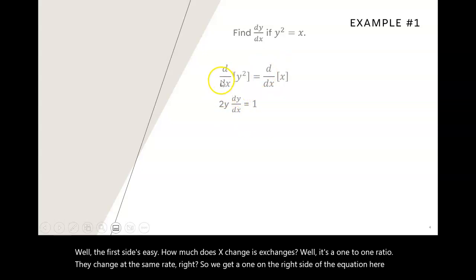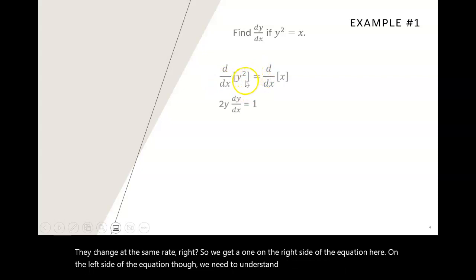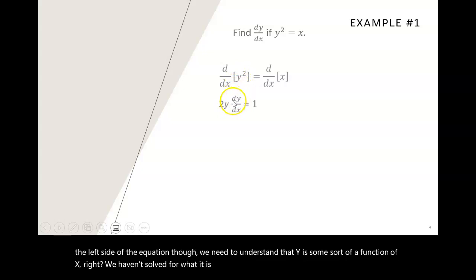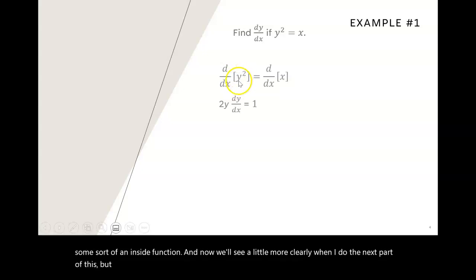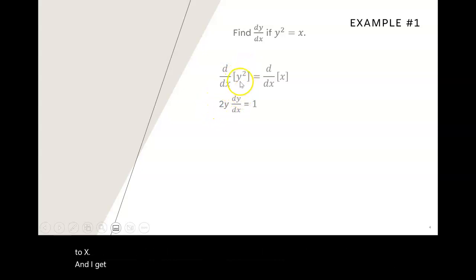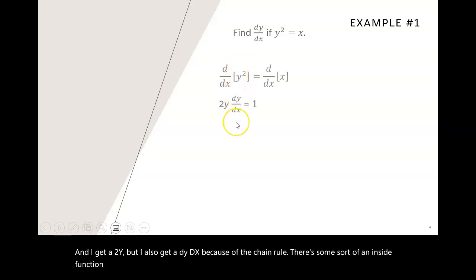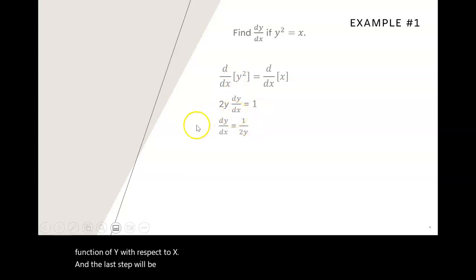On the left side of the equation, though, we need to understand that y is some sort of a function of x. All right, we haven't solved for what it is. We don't know what it is, but we do know that there's some sort of an inside function, and we'll see that a little more clearly when I do the next part of this. But for now, just know that I'm going to take the derivative of y squared with respect to x, and I get a 2y. But I also get a dy dx. Because of the chain rule, there's some sort of an inside function of y with respect to x. And our last step will be that we solve for dy dx. So if I divide both sides by 2y, I get my answer there.